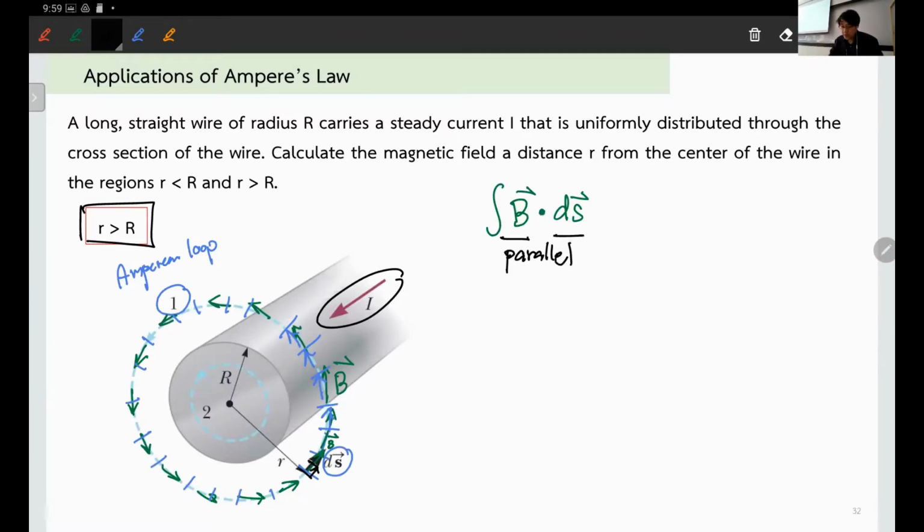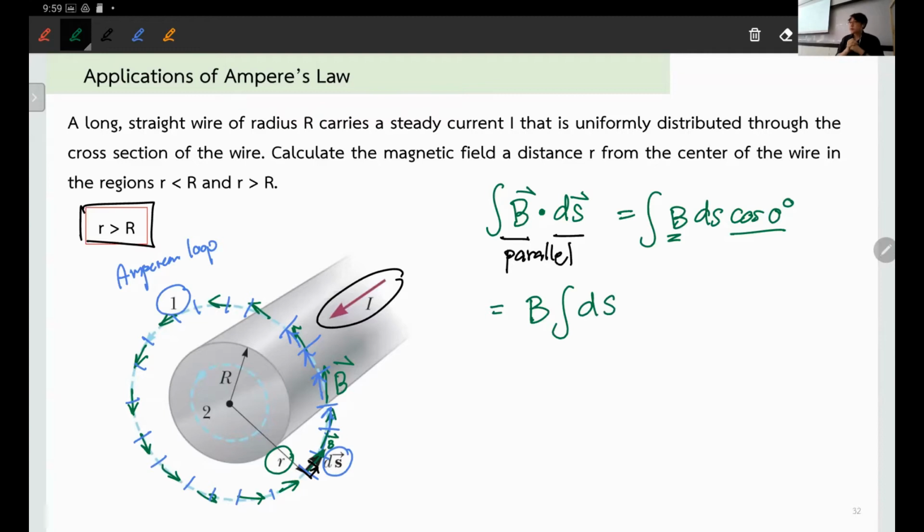So that means I can say it's just B ds cosine 0. That's from the dot product. Every time you have vector A dot vector B, it's just AB cosine theta. But because they are parallel, it's just cosine 0. And now I assume that because you are at the same distance from the wire, the magnetic field should have the same strength around the loop. So that means I should be able to pull B out from the integral. All right, almost there.